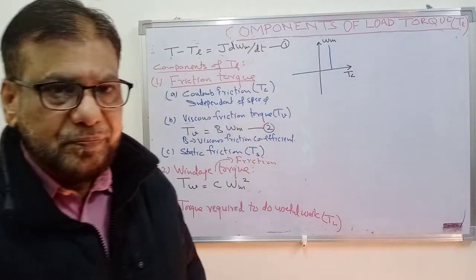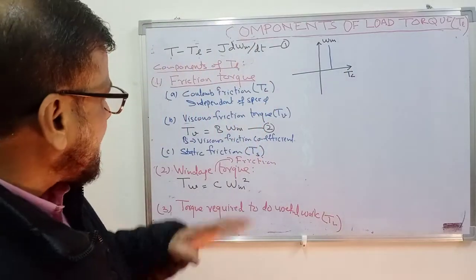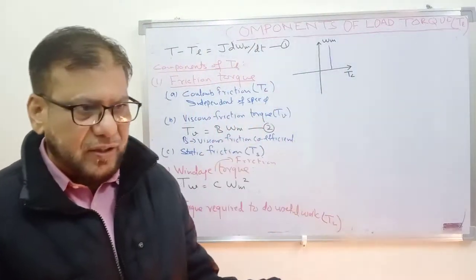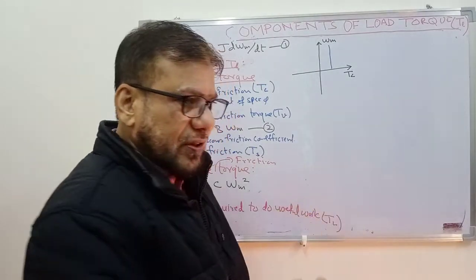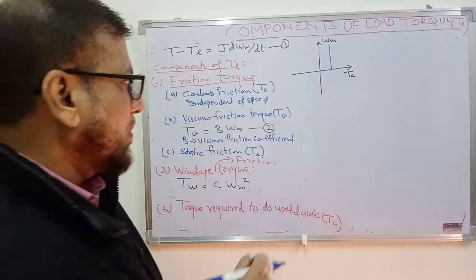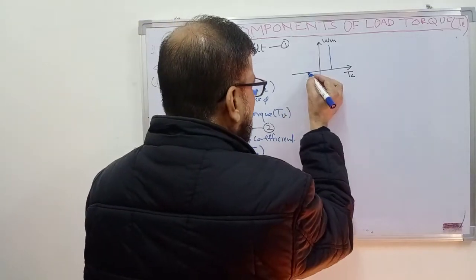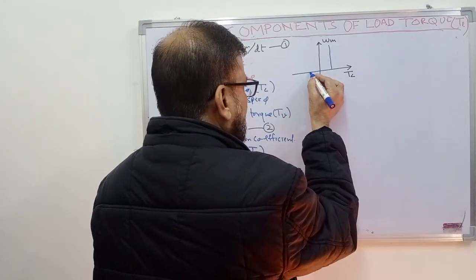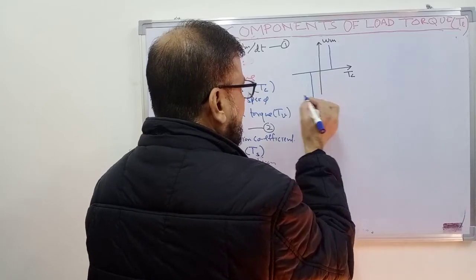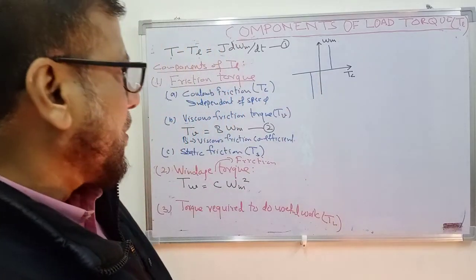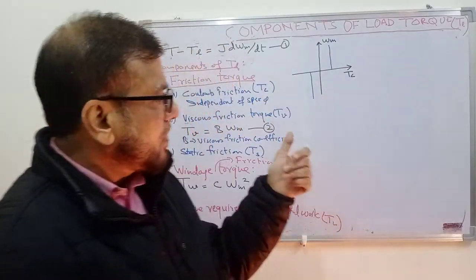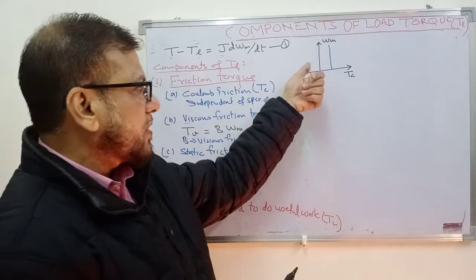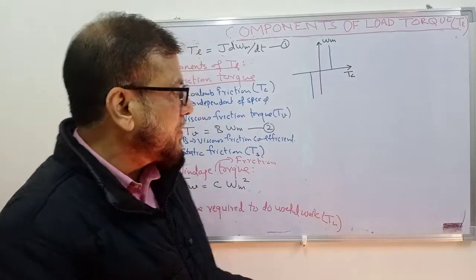But as you know, friction torque always opposes the motion. As the speed reverses, the torque will also reverse. So in the negative speed, the value remains same, but its direction is opposite. So positive speed, the Coulomb friction torque is positive and constant. For the negative speed, it is again constant, but it is negative.